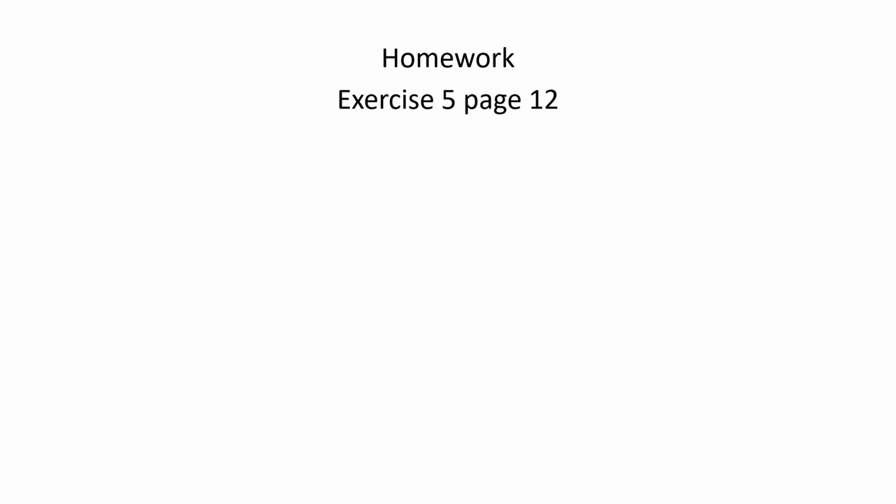It's not a huge amount of problems, but on page 5 in your book, on page 12 in your book, I want you to do exercise 5. All right? Exercise 5, page 12.